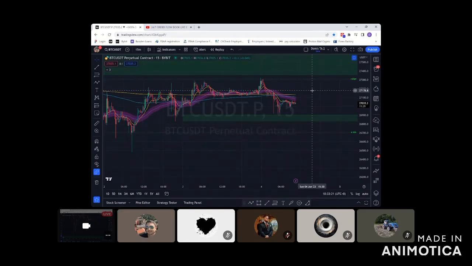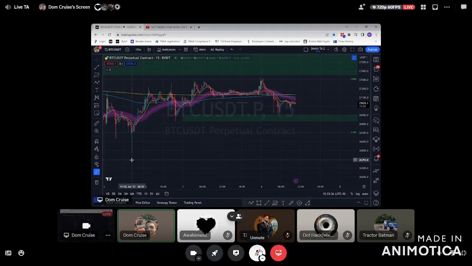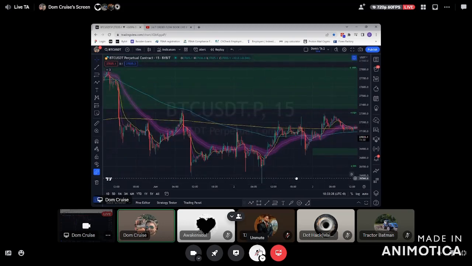There you go. And then there you go. That's where they're controlling the levels. Stop hunt right there. There'll be a stop hunt somewhere up here somewhere.